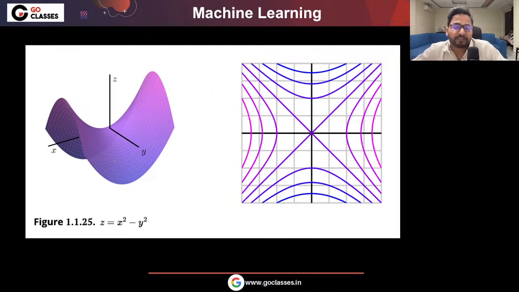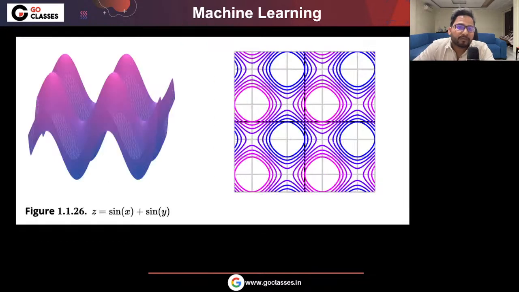For example, if this is x square minus y square, this is a very interesting shape. Here if you cut it, then for one cut you will be getting something from here, something from here, and something from here. So you will be getting one 2D curve which is like this. For one cut you will be getting something like this. So here we are not getting circles. Understood? We do not need to always get circles.